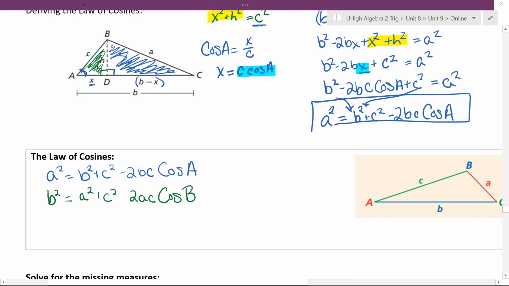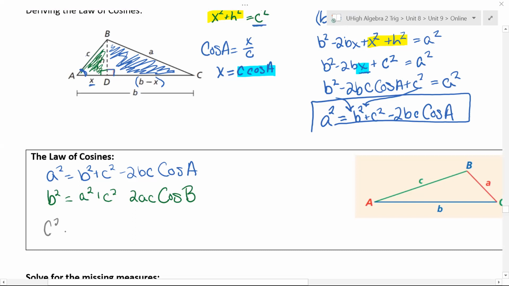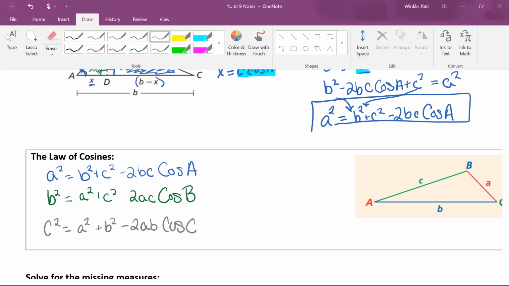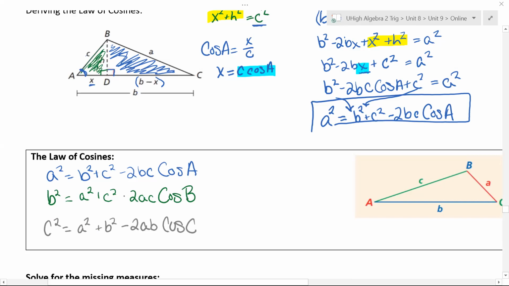And the same way, if I wanted to find c squared, I would just switch my b and my c. So I would have a squared plus b squared minus 2ab cosine of c. So really what I'm looking at is that this relationship works for any side length in terms of that angle and the other two sides.